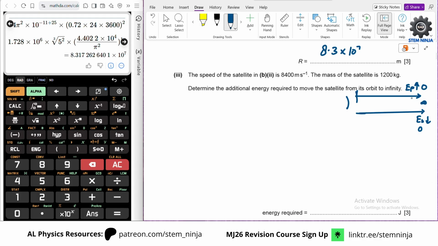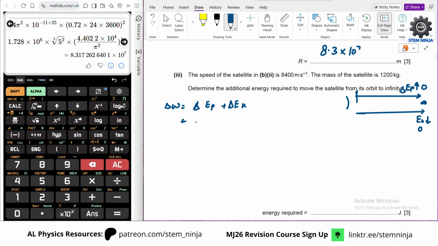So this is going to be GMm over r instead, the change in potential over here. So basically the change in potential energy plus change in kinetic energy will be our work done. So the work done is gain in EP, change in EP let's say, plus change in kinetic energy.